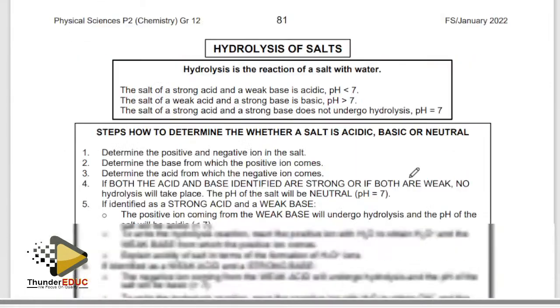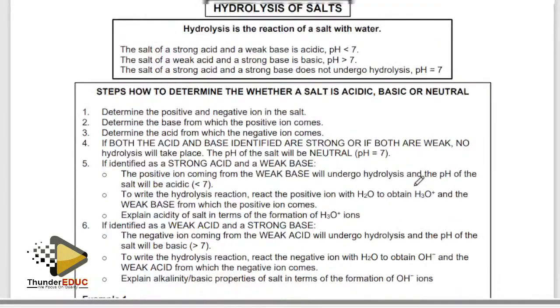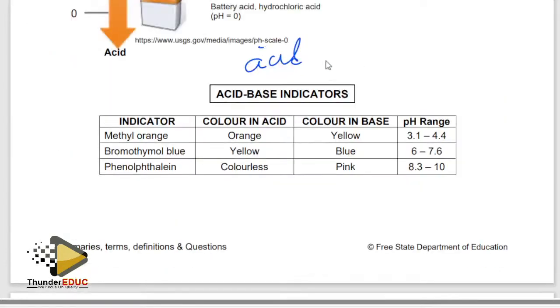Then hydrolysis, when you talk about pH: what is a strong acid, and what is a weak acid? A strong acid is an acid which ionizes completely when dissolved in water, while a weak acid ionizes partially when dissolved in water. A strong base is one which dissociates completely when dissolved in water, and a weak base is one which dissociates partially when dissolved in water. Please don't go without knowing those things.